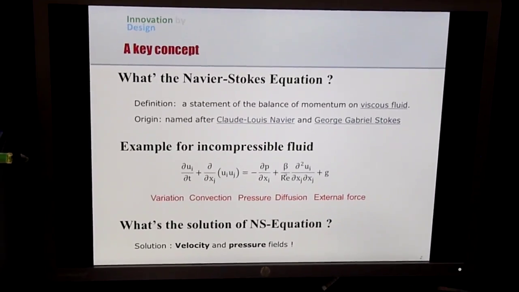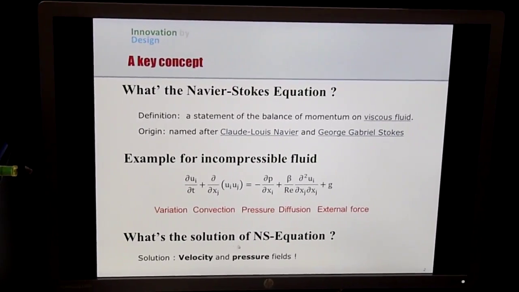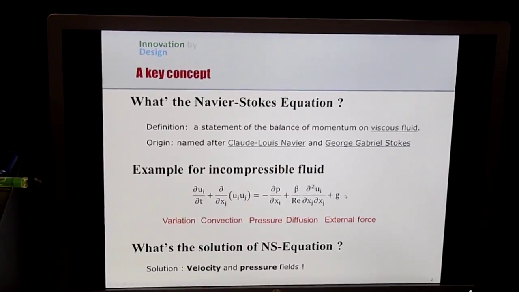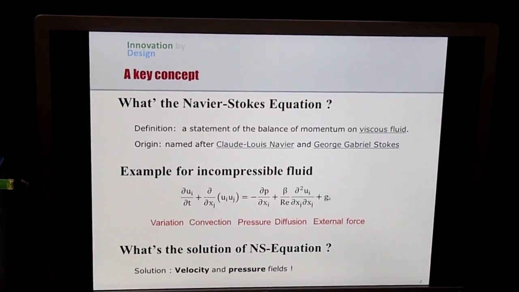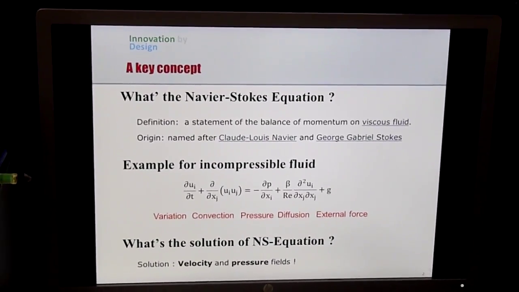On the right-hand side of the equation, there are three terms. The first one is called the pressure force term. The second term is called the diffusion term, also called the viscous force. The last term on the right-hand side is the so-called external force term, normally represented by gravity and the surface tension force.